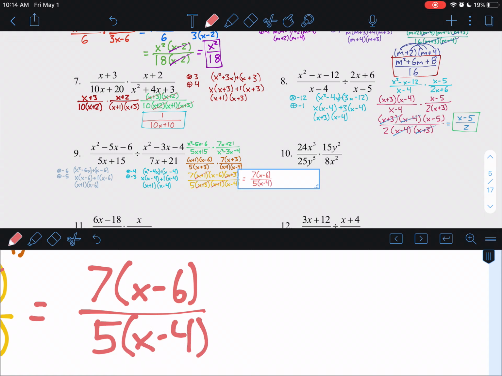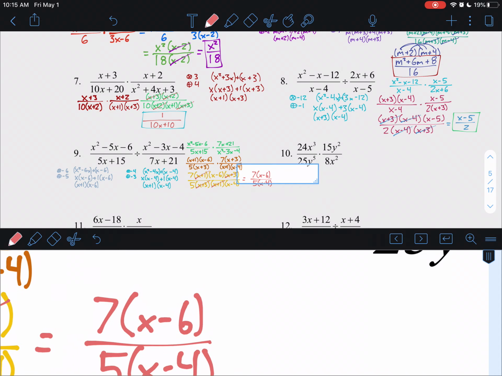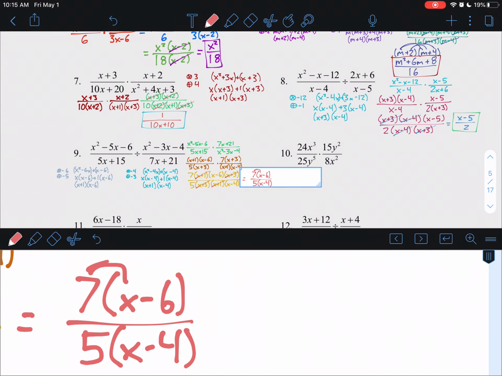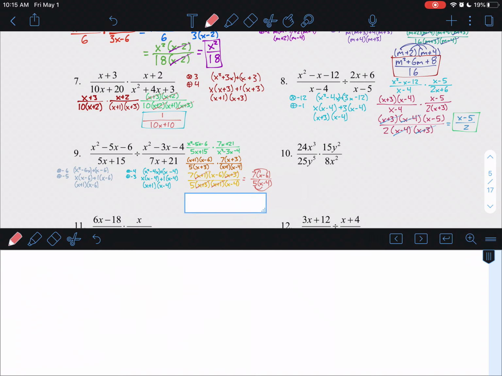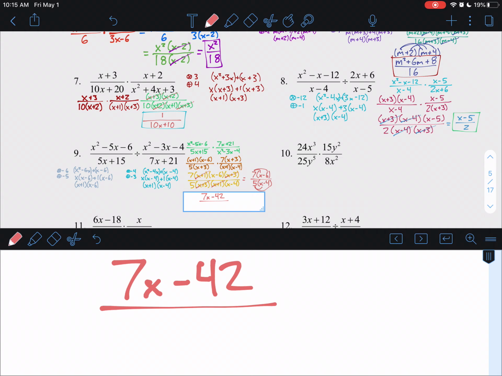And the last step is distribute. So let's see. Yeah, I've got to distribute that 7, got to distribute that 5. So the solution, 7 times x is 7x. 7 times negative 6 is negative 42. And then over, 5 times x is 5x. 5 times negative 4 is negative 20.